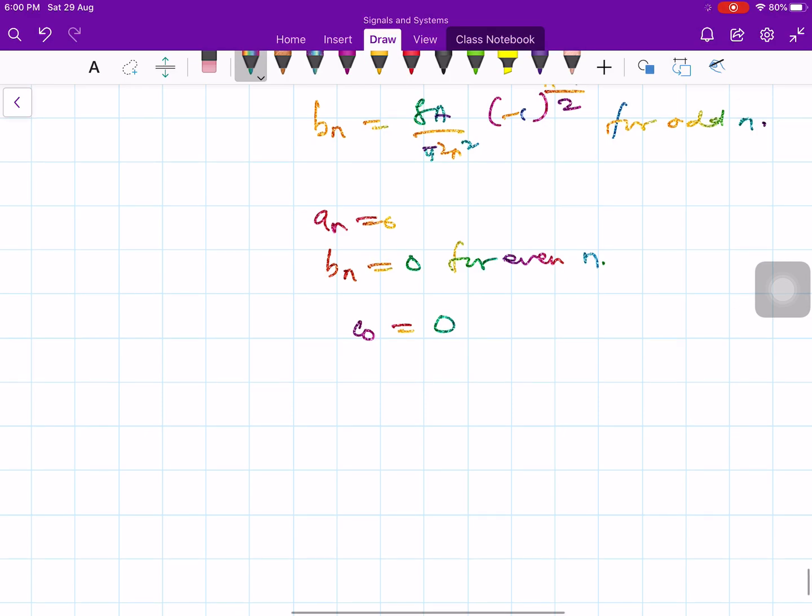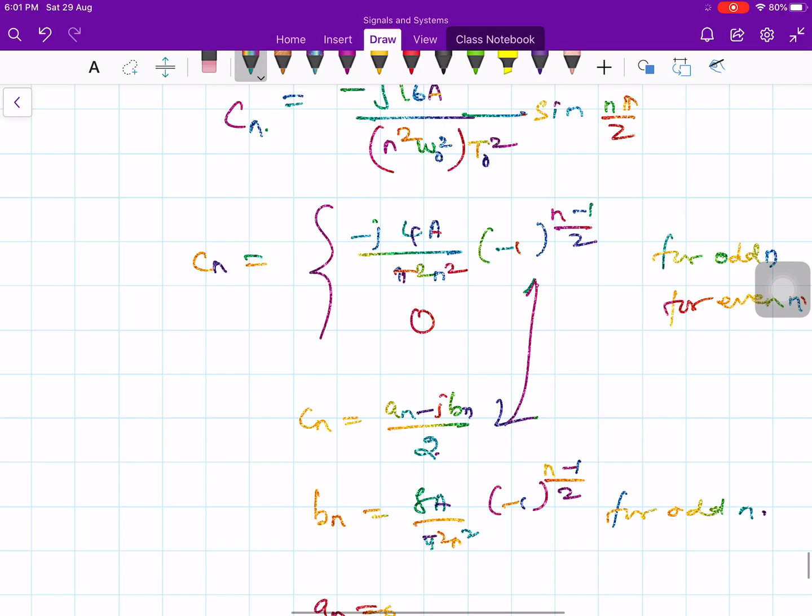So finally your x of t is going to be 8a by pi squared sine of omega naught. You know the formula, right? Before that, let me, one second. Cn is given here. This is my Cn.